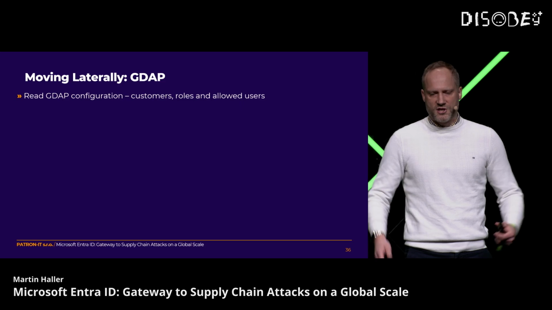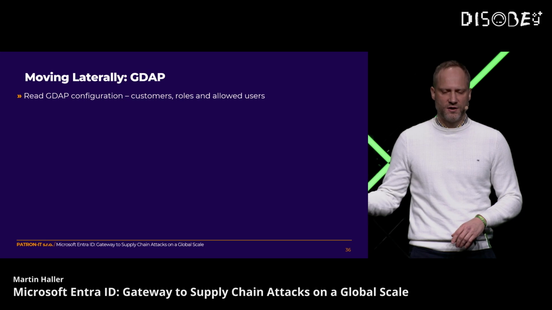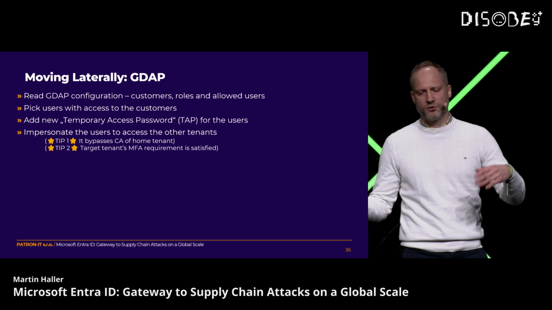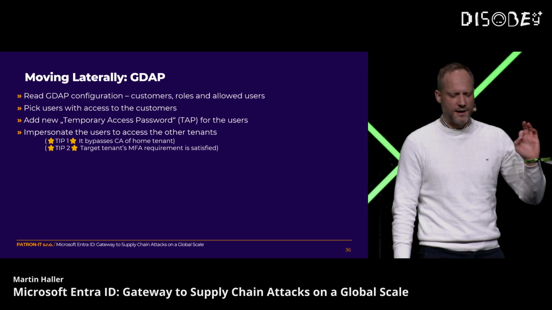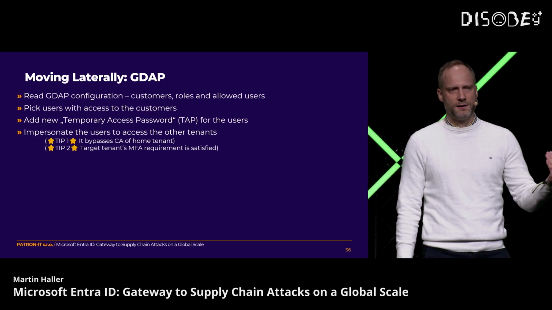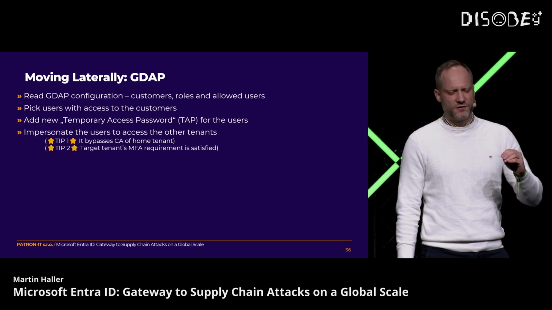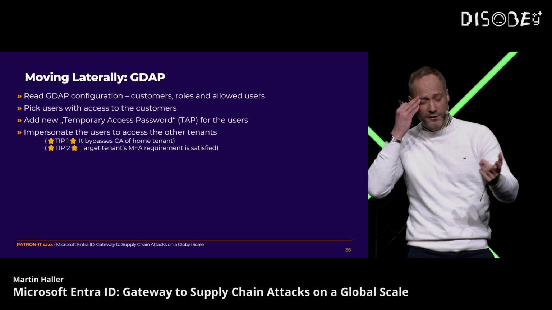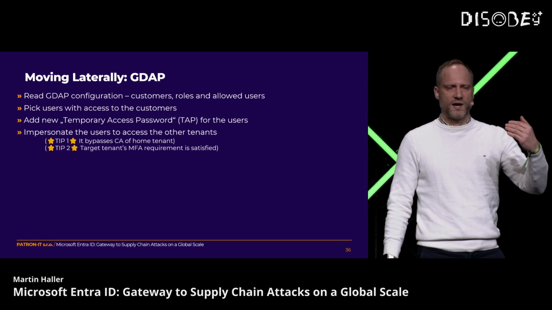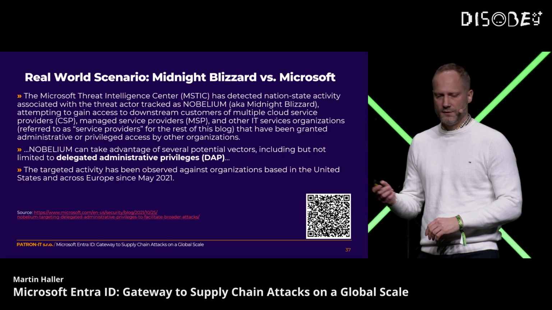OK, so to misuse the GDAP, we just need to read out what the GDAP relationships are, pick one user which has access to some other customers, add a temporary access password so we can impersonate him, and once we impersonate him, we can access the tenants. And there is another nice functionality with the GDAP: if the target tenant requires MFA, it will be fulfilled, because by default, GDAP trusts MFA from the home tenant, and TAP, temporary access password, is MFA. It's a single and second factor authentication. So if we sign in as that user, we are in the target tenant, and no other MFA is requested. And then we can benefit from it.